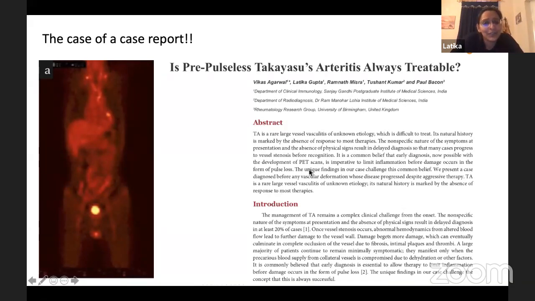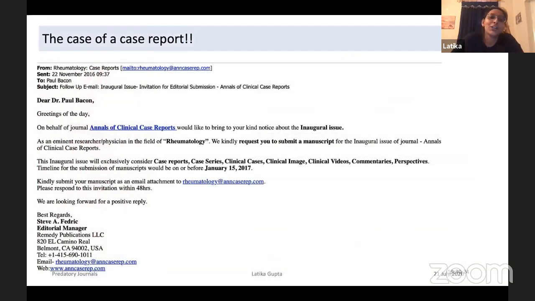But we drafted a case report because of its unusual nature and set out on our search for an appropriate journal. Professor Paul Bacon, the late Professor Bacon, a pioneer in vasculitis research, was visiting our center in Lucknow, and he found this case really interesting and asked me to draft it. Because of his eminence and expertise in the field, he had described various kinds of vasculitis and also various kinds of scoring systems. So he had been requested.